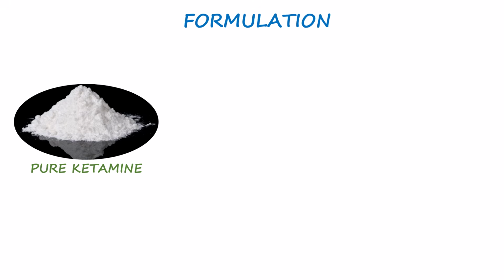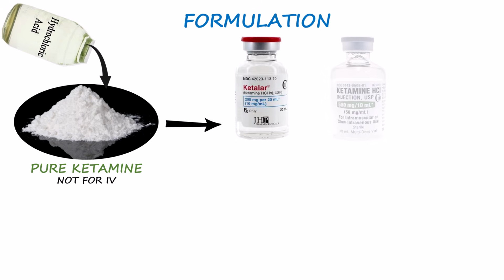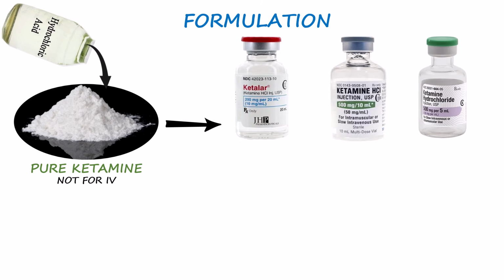Ketamine, in its pure form, is a white crystalline solid that appears as a fine powder. Due to its poor water solubility, it is not suitable for direct injection. To make it clinically usable, it is converted into a water-soluble hydrochloride salt by reacting with hydrochloric acid. This salt form, ketamine hydrochloride, is then dissolved in sterile water to produce a clear injectable solution, commonly available in concentrations of 10, 50, or 100 mg per milliliter.